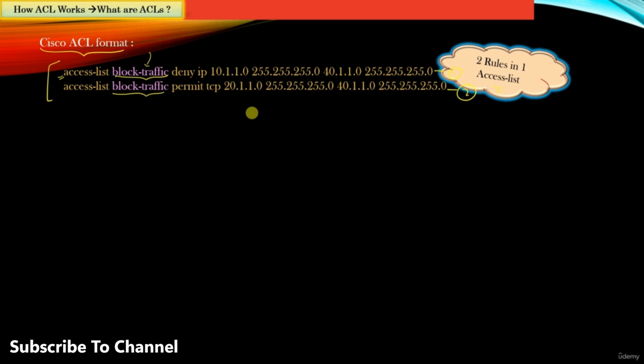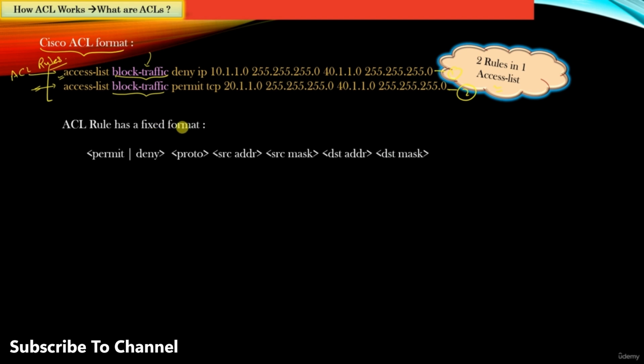If you have experience of working on Cisco switches, routers or firewalls, these individual lines in the access control list are called rules, and we call them ACL rules. ACL rules have a fixed format. The ACL rule starts after the name of the access control list. This is the starting point of the ACL rule. The ACL rule says what the decision is, that is permit or deny. The decision could be either permit or deny and nothing else.